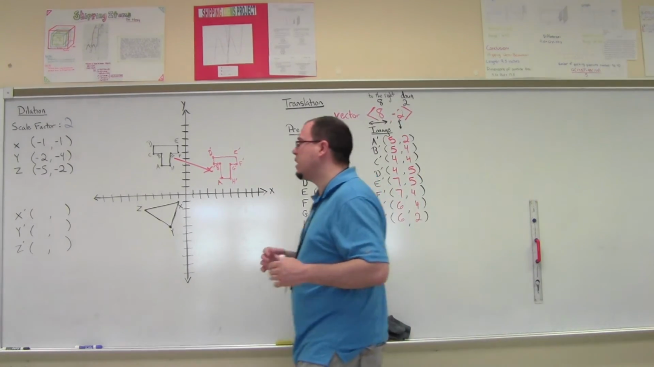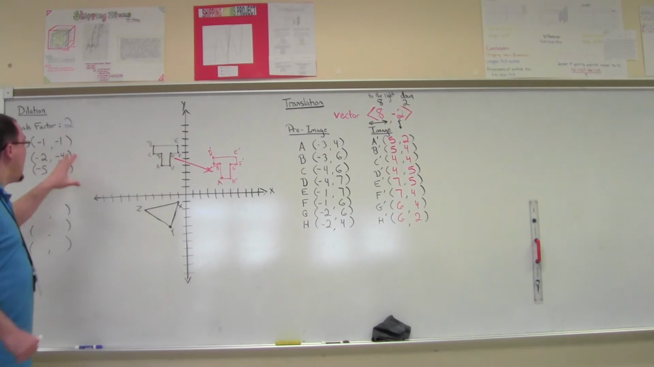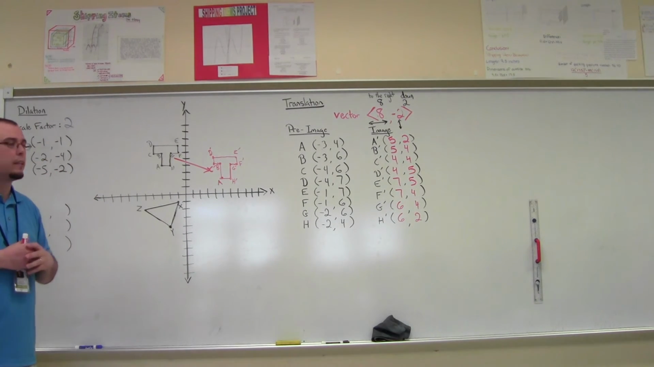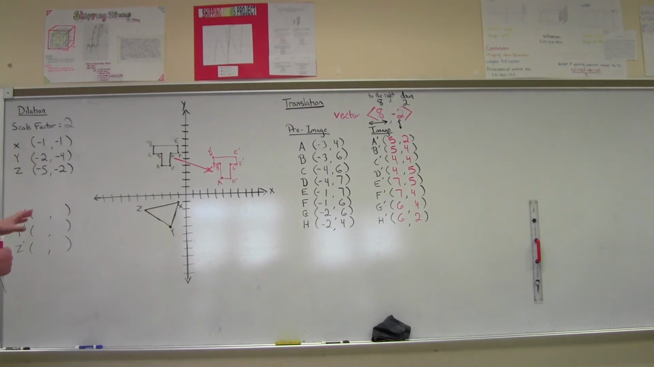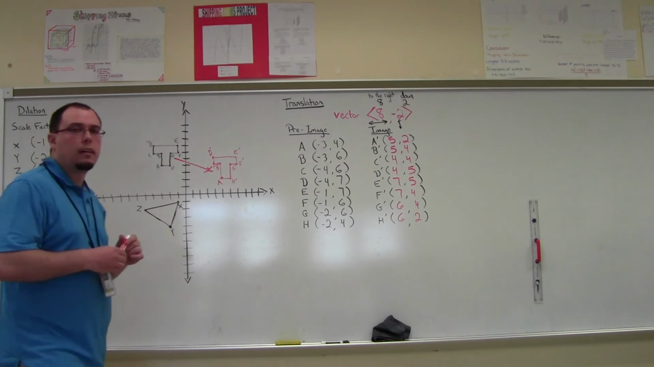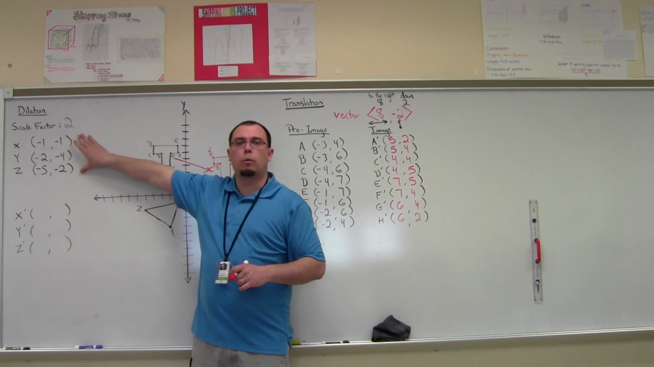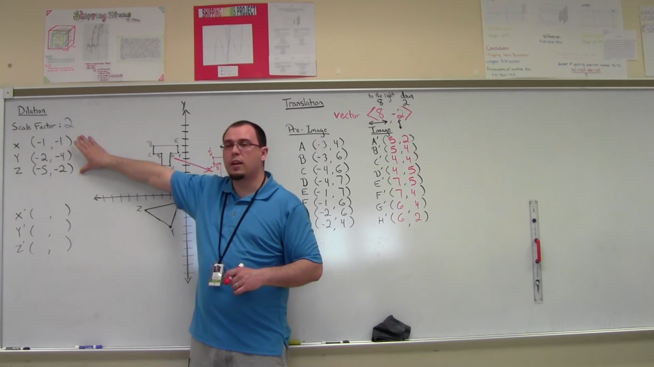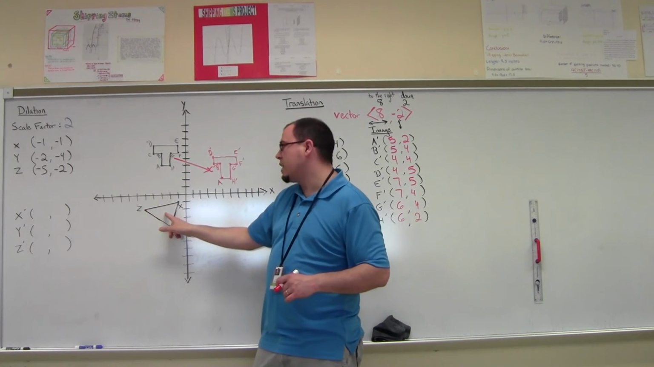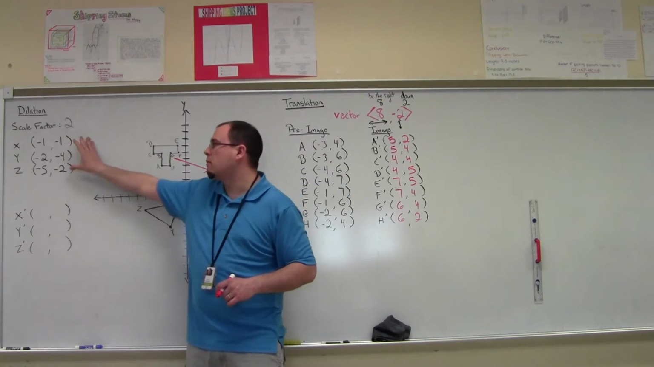So the whole idea of dilation is we're taking a shape and we're going to grow it or shrink it depending on what we need. In this case, we're going to grow it. All right? What we want to do for dilation is the same thing as before. We want to list our pre-image. So we've got our coordinates for our pre-image. In this case, it's x, y, and z. Those are our points for this triangle.